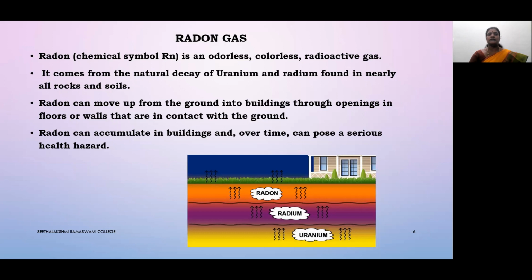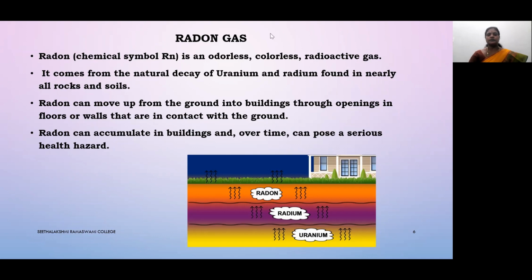Radon, chemical symbol Rn, is an odorless, colorless radioactive gas. It comes from the natural decay of uranium and radium found in nearly all rocks and soils. Radon can move up from the ground into buildings through openings in floors or walls that are in contact with the ground. Radon can accumulate in buildings and over time can pose a serious health hazard.